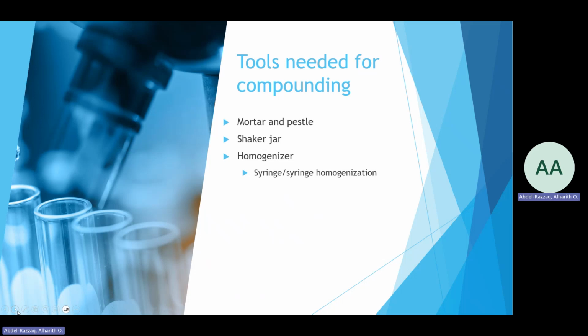Mortar and pestle will typically be used for our dry gum method. Shaker jars are basically used when you are using the oleic acid soap emulsifiers. And the homogenizers are typically going to be used for everything else. The volume must not exceed the capacity of either of the two syringes. One syringe is going to contain our polar phase and the other syringe will contain our non-polar phase. We're going to mix these back and forth with turbulent forces, and that's how we're going to end up forming our emulsion.